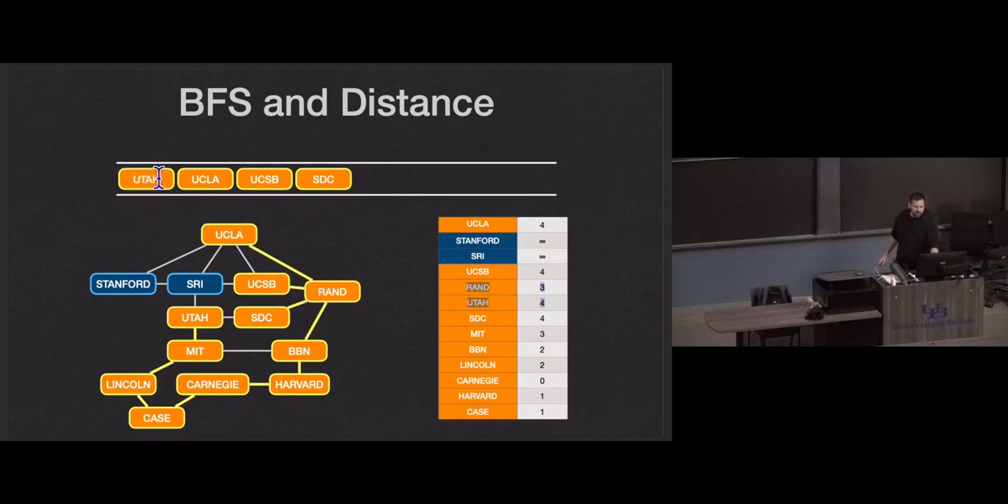So now let's explore all the nodes of distance 4. Utah, MIT already explored, SDC already explored, SRI is brand new. Add it, enqueue it, mark it as explored, distance 5. Utah's distance is 4, plus 1 gives us our 5. UCLA, already explored, but does find Stanford. Mark Stanford as explored, enqueue it, and Stanford's distance is also 5, UCLA's distance plus 1.